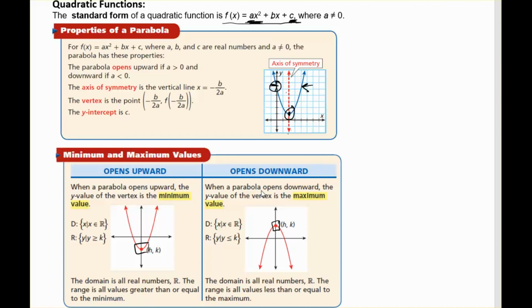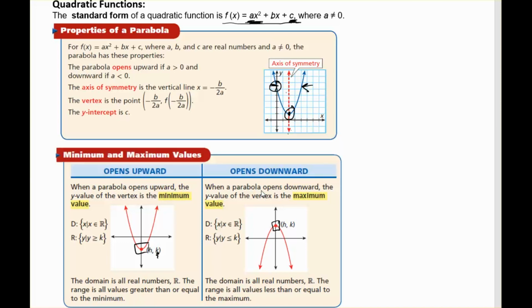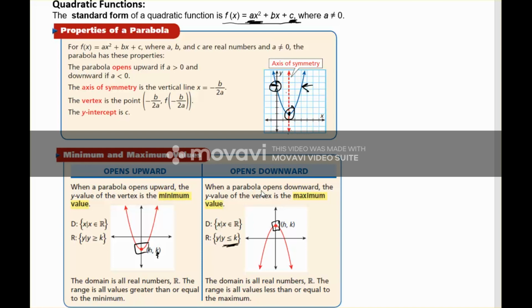The domain of either of these is all real numbers. And the range depends on whether you have a minimum or a maximum. So if you have a minimum, if your parabola opens up, then your range will be y is greater than or equal to the y value of that minimum point of that vertex. And if you have a parabola that opens downward, then you'll have a maximum. Then the range will be y is less than or equal to the y value of that maximum point of that vertex.